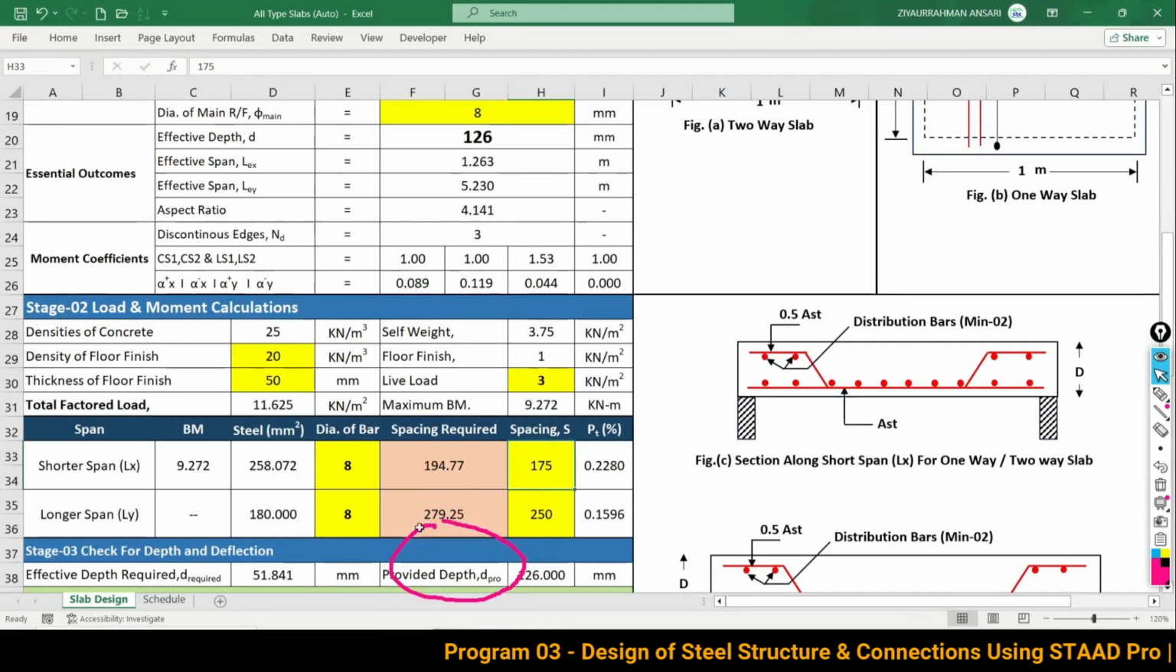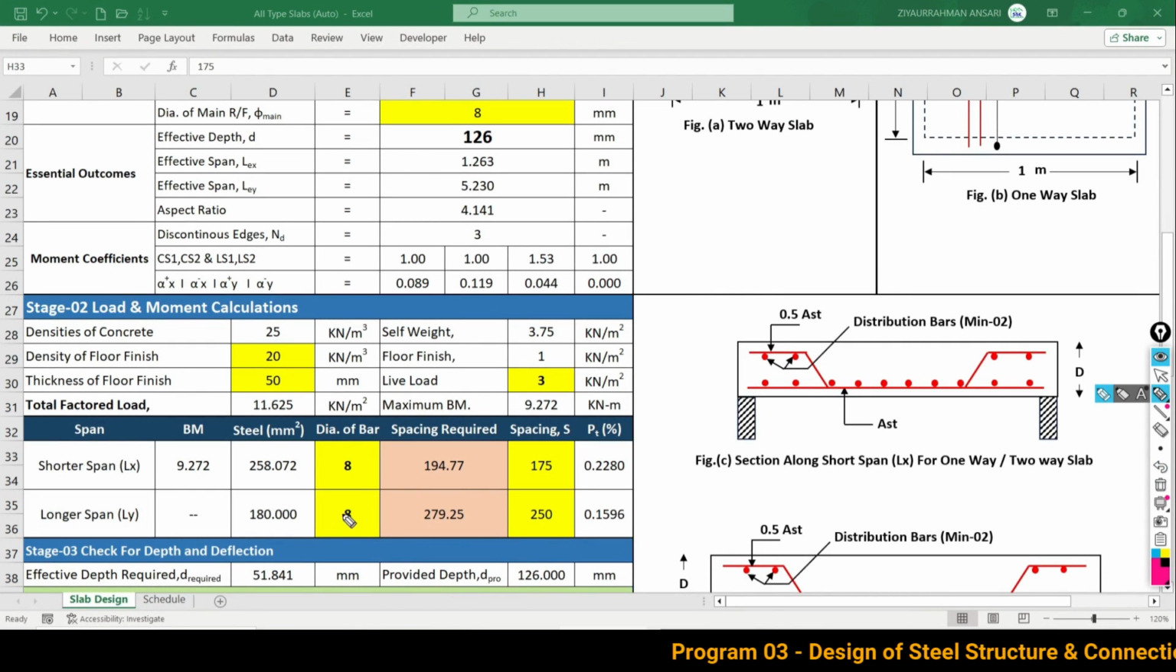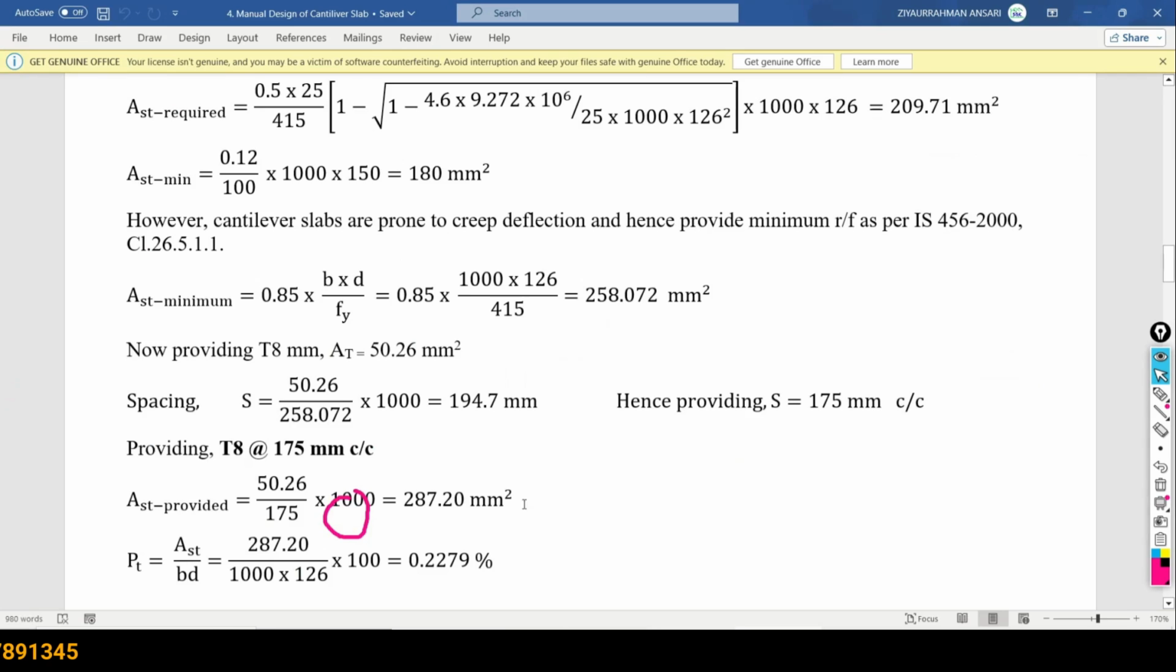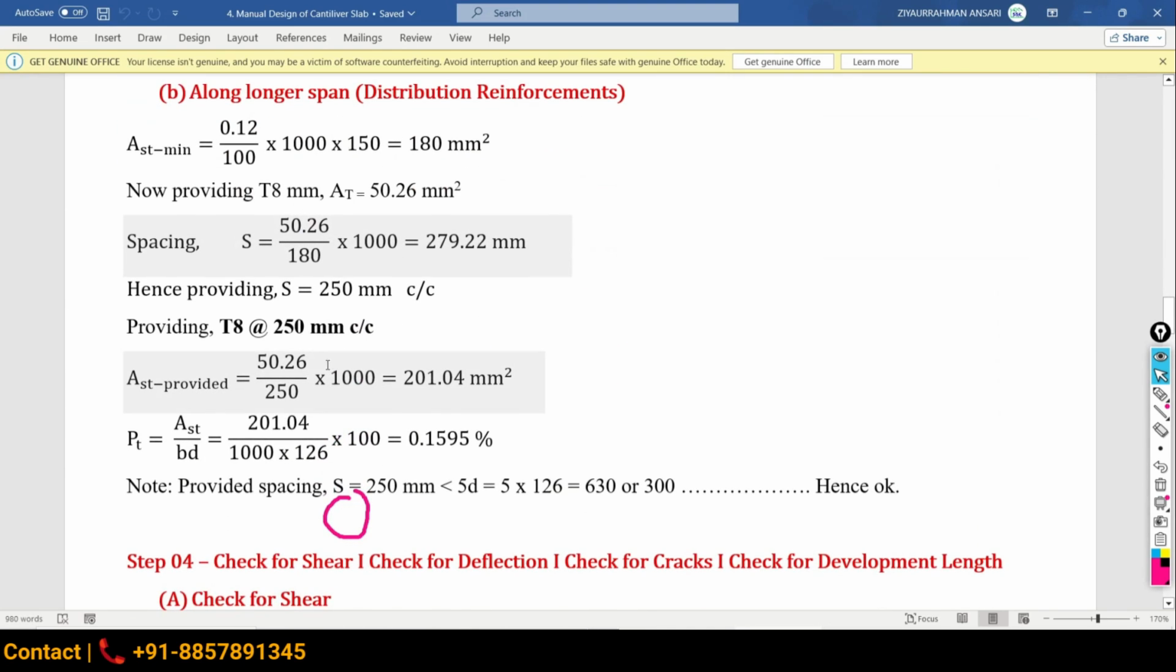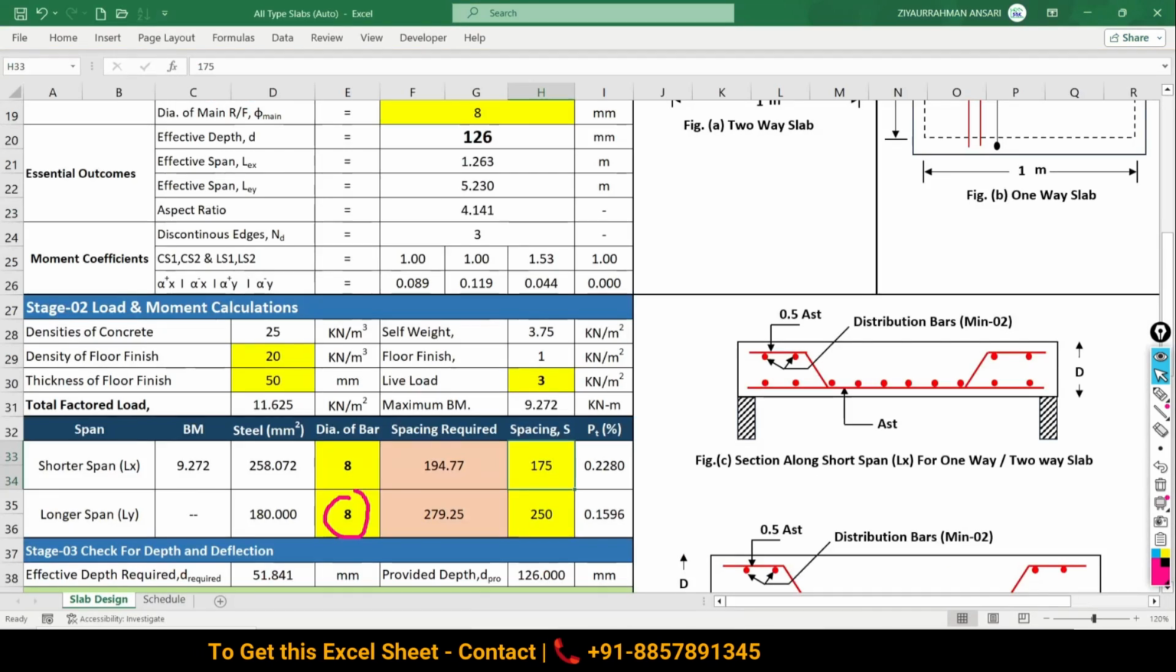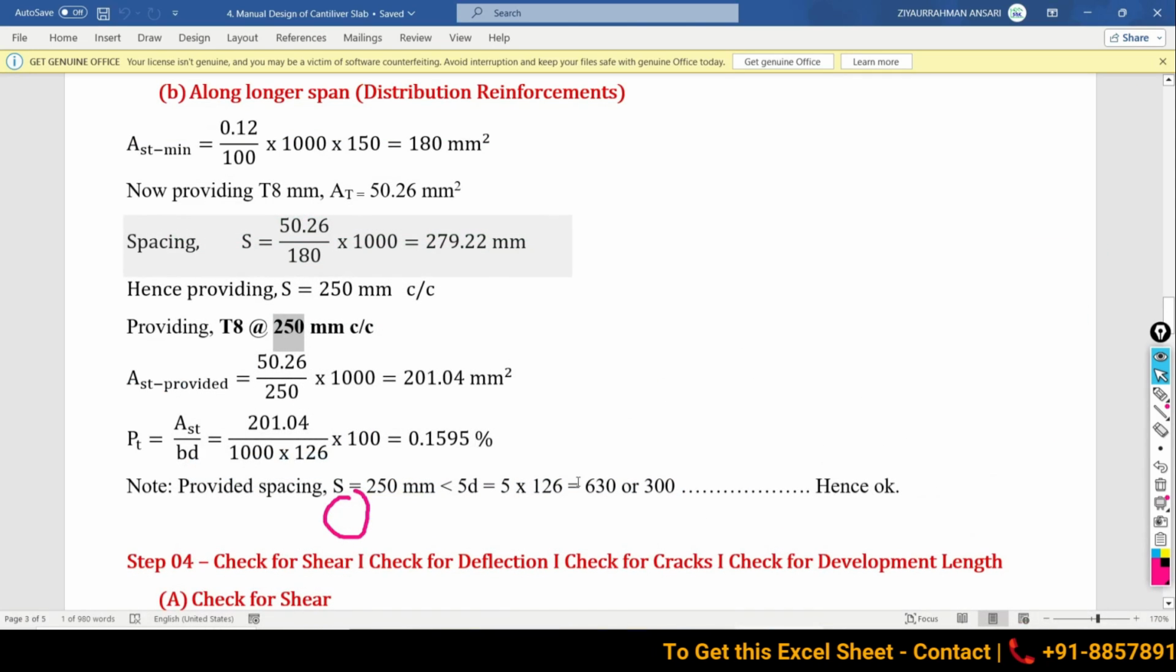Next, along the longer dimension, we are going to provide 8 mm diameter of bar. 279 demand is there. We are going to provide 250. If you compare it with your manual calculation, you can see here along the longer span, 250 mm center to center spacing we have provided. The percentage of reinforcement is 0.1596.